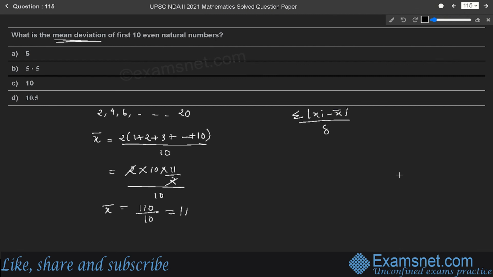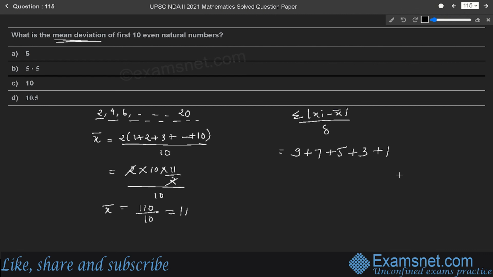Now we have to find xi minus x bar. It means that, see, there are 10 terms. So we'll subtract all these terms from the mean. So 11 minus 2 is 9. 11 minus 4 is 7. 11 minus 6 is 5. 11 minus 8 will be 3. And 11 minus 10 is 1.